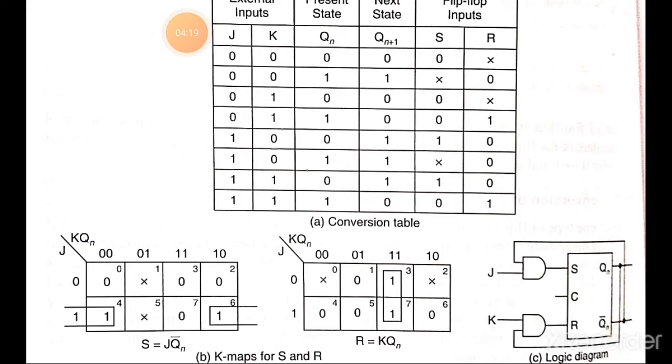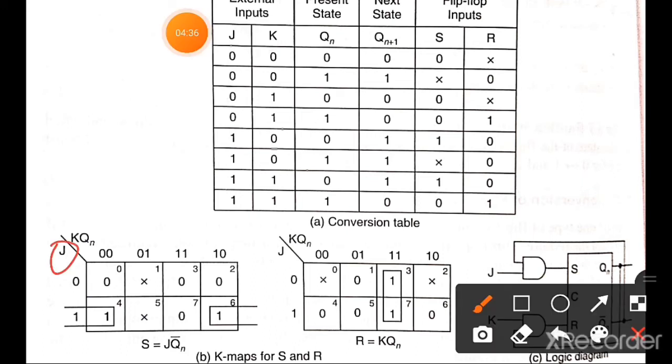From this conversion table, we are generating the K map for S and R in terms of J, K and Qn. So J K Qn is 0 0 0. When it is 0 0 0, then S value will be 0. Then wherever 1, it is 1 for 1 0 0 and 1 0 1. And another one is here 1 1 0, 1 1 0.